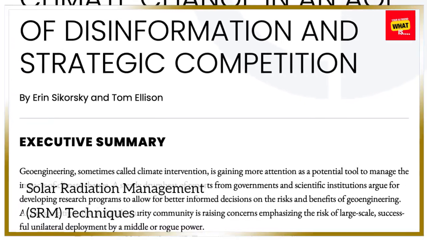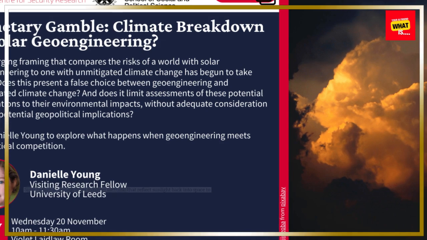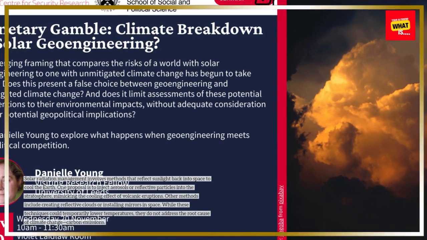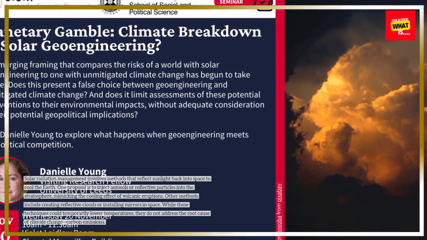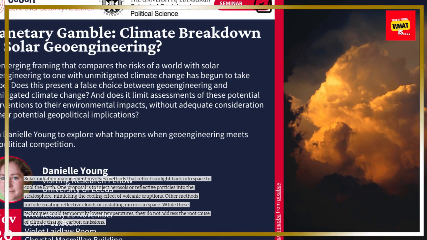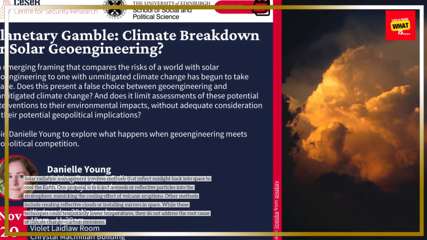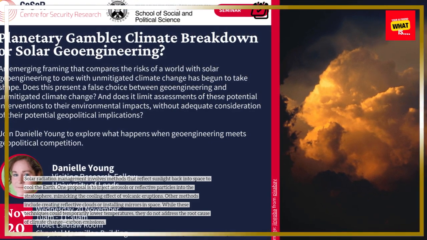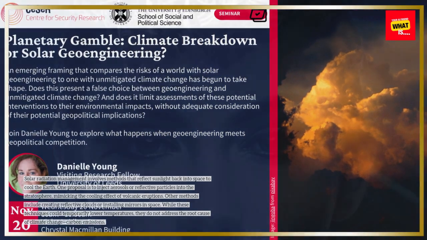Solar radiation management (SRM) techniques. Solar radiation management involves methods that reflect sunlight back into space to cool the Earth. One proposal is to inject aerosols or reflective particles into the stratosphere, mimicking the cooling effect of volcanic eruptions. Other methods include creating reflective clouds or installing mirrors in space. While these techniques could temporarily lower temperatures, they do not address the root cause of climate change, carbon emissions.